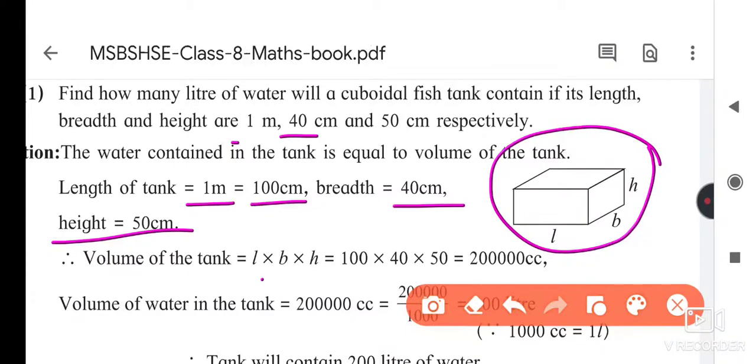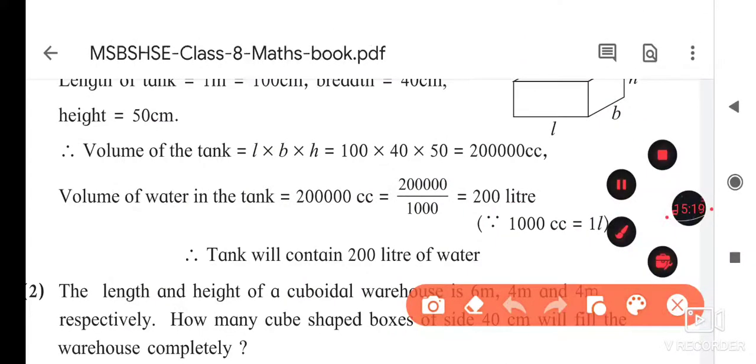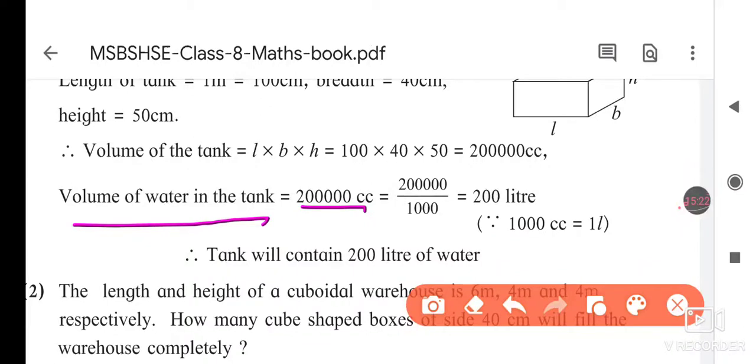It is a cuboid shape. So what is the formula for the volume of a cuboid? Length into breadth into height, so 100 into 40 into 50 is equal to 2 lakh cubic centimeter. But we have to convert it into liters. So the volume of the water tank is 2 lakh cubic centimeter, and for the conversion we have to divide it by 1000.